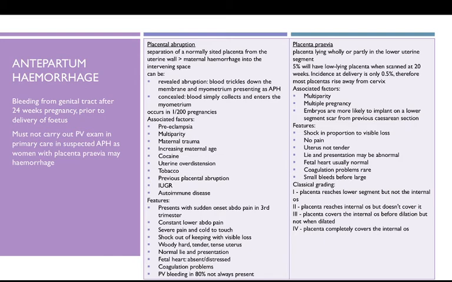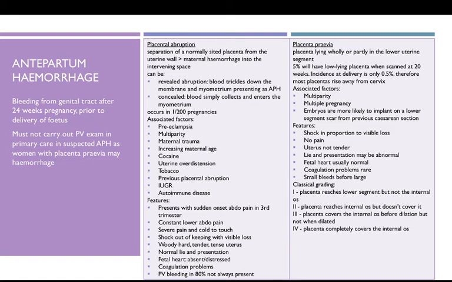Okay, so the two that we're going to talk about are placental abruption and placenta previa. Placental abruption is when you get separation of a normally sited placenta. The placenta is in the right place, but it separates from the uterine wall. This can lead to maternal hemorrhage, which can be either revealed or concealed. In a revealed abruption, you get blood trickling down the membrane and the myometrium, presenting as an antepartum hemorrhage. In a concealed placental abruption, however, the blood collects and enters the myometrium rather than presenting as antepartum hemorrhage.